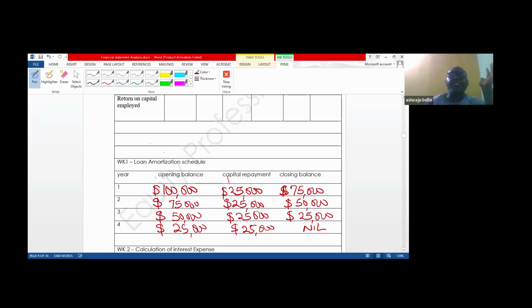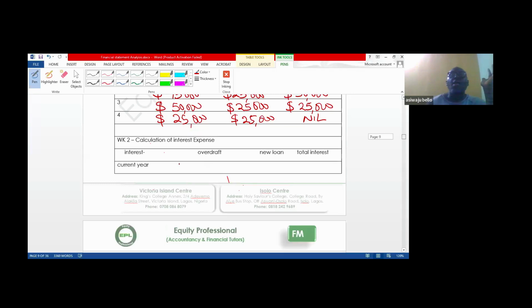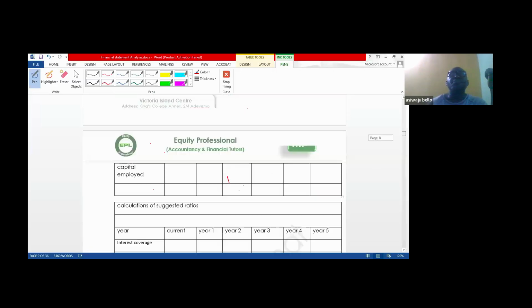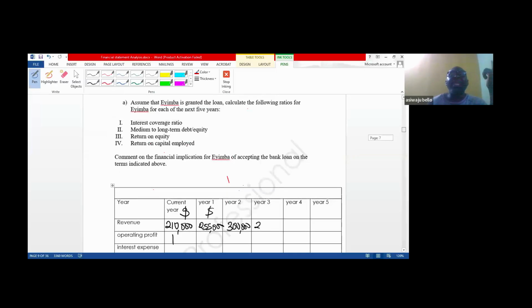Look at the opening balance. Now let us calculate interest. Calculation of interest. Examiner says the overdraft is existing and continuing. Look at that statement.